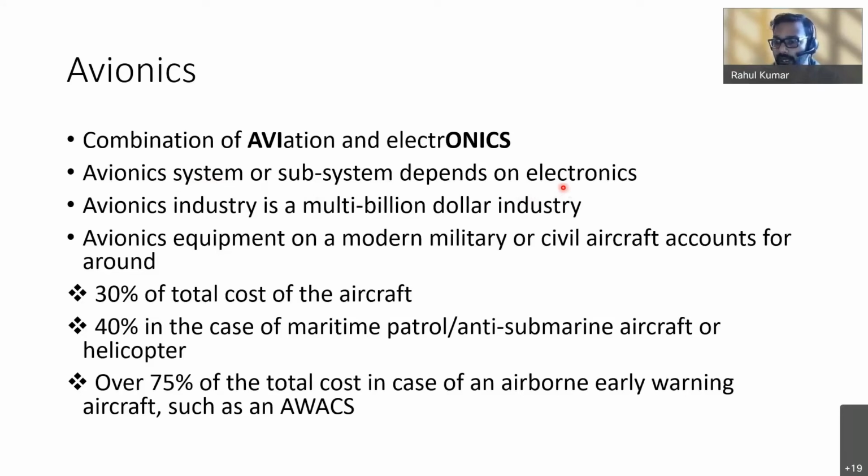Although we are going to study some systems which involve electromechanical parts as well, even then, we are going to categorize them as an avionics system or avionic subsystem. So in any system of the aircraft, if some part is electronic, we can call it an avionic system.